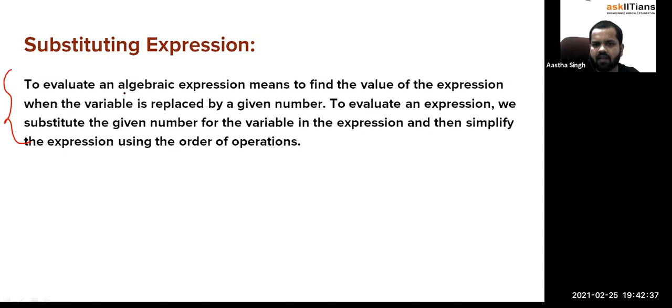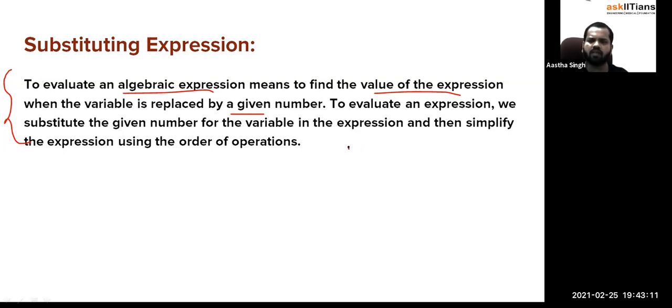To evaluate an algebraic expression, we need to find the value of the expression. What do you mean by evaluation or substituting in an expression? It means finding the value of the expression when a variable is replaced by a given number. To evaluate an expression, we substitute the given number for the variable in the expression. The main point is that for substituting, you have to find out the value of the variable.